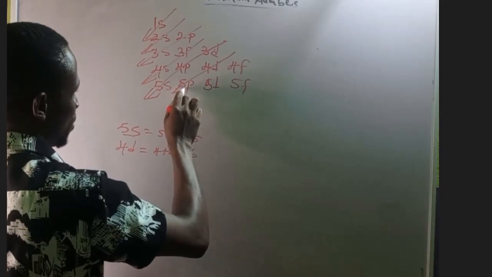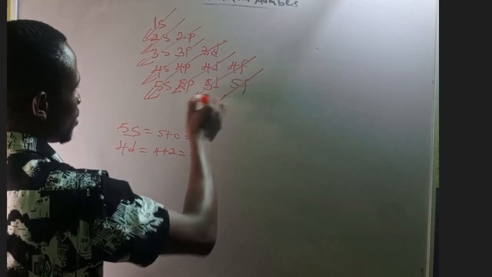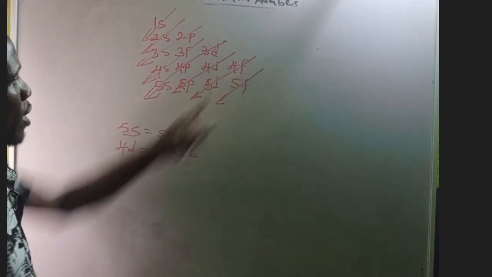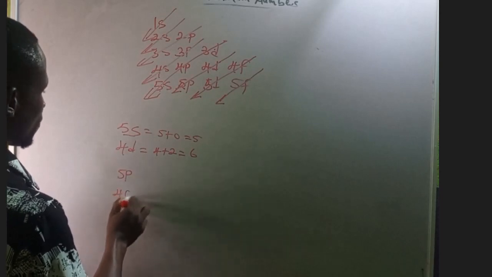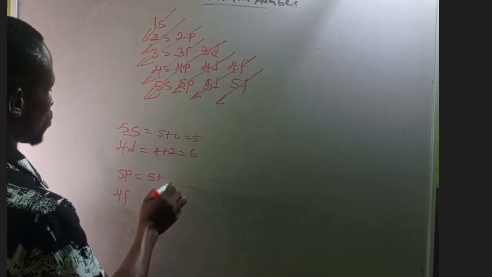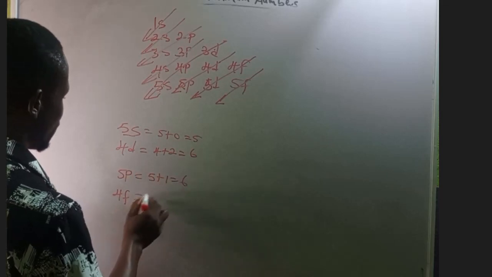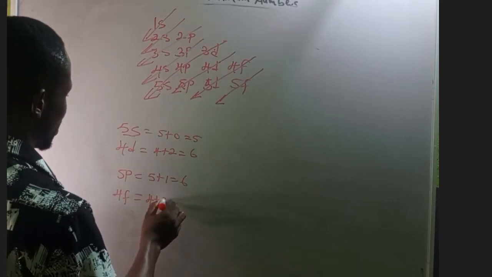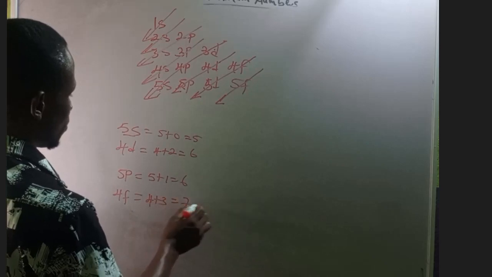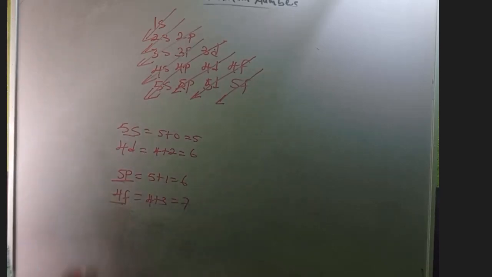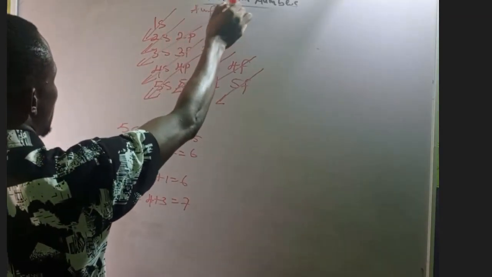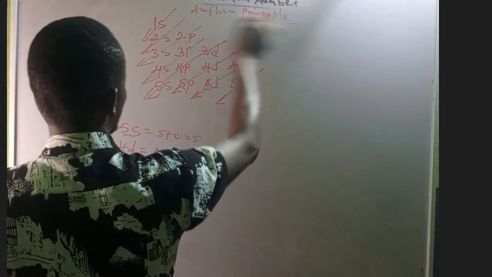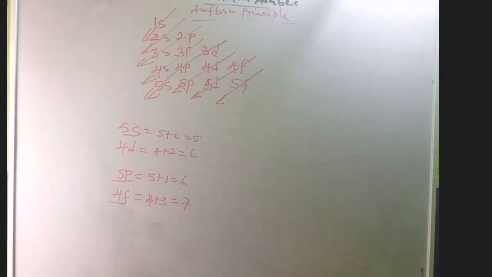And 5p fills first before 4f, as you have seen. Look at the reason. 5p is 5 plus 1, which is 6. 4f is 4 plus 3, which is 7. So 5p fills first before 4f. This is called the Aufbau principle.